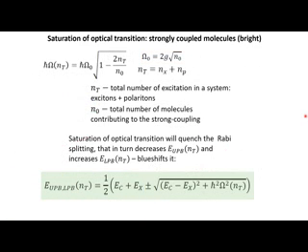Another mechanism which we also considered in great detail is the saturation of optical transition of strongly coupled molecules, so-called bright molecules. So what's going on in here?